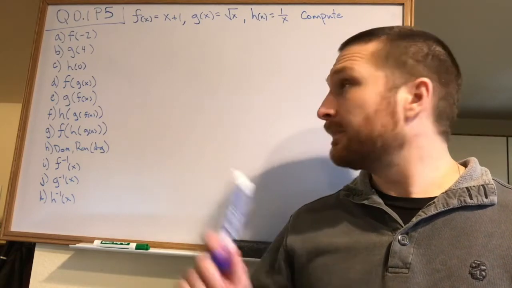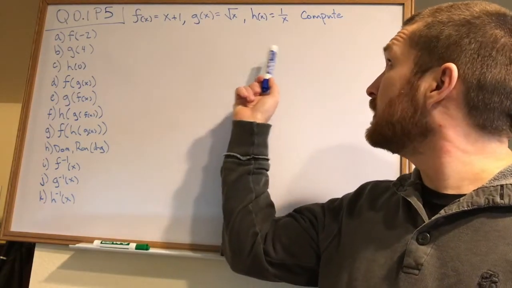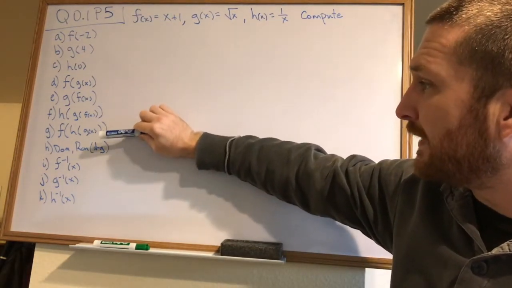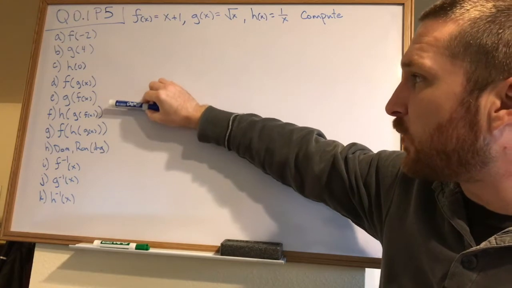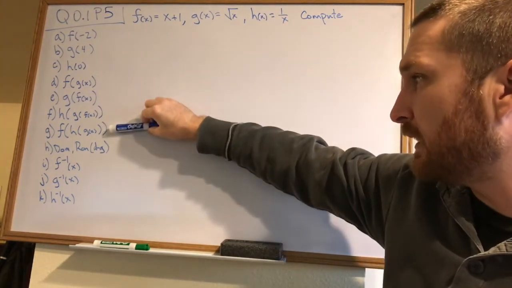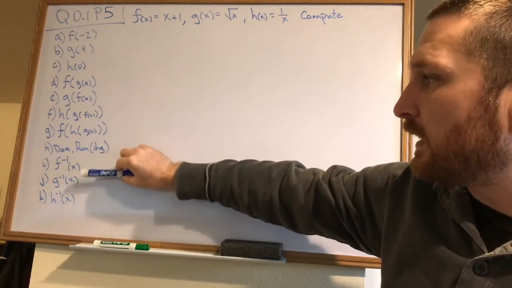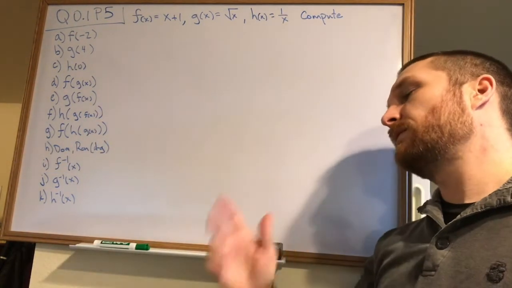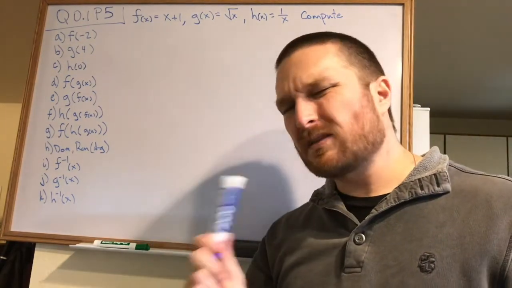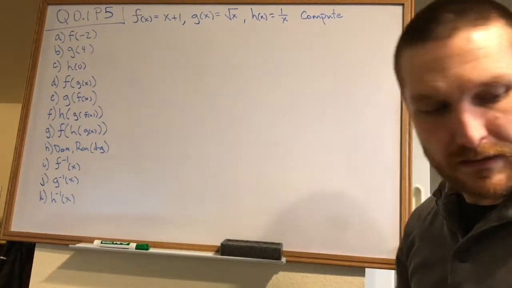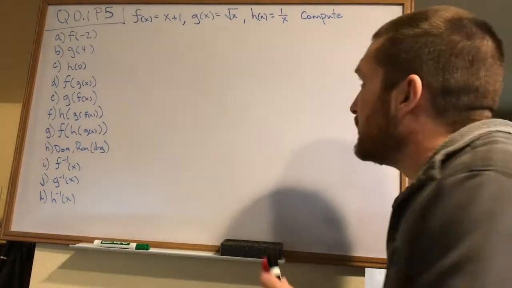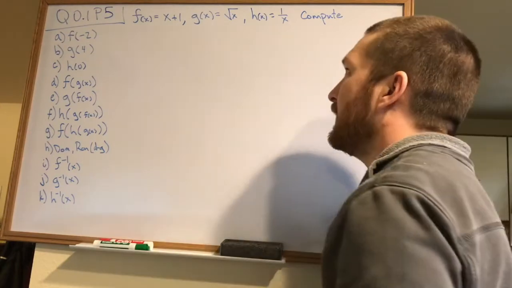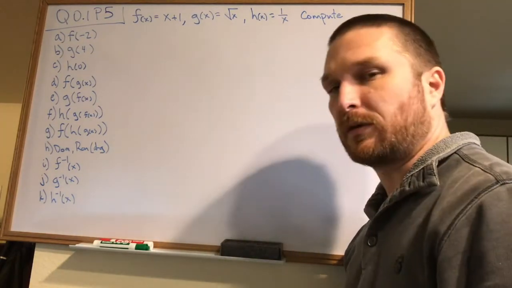Problem 5. I define 3 different functions and tell you to compute these values. Then in part H, I ask you to give the domain and range for D through G. Then we want to find a formula for the inverse function of each. So, all right. First thing to note, and this is kind of a technical detail here, is that when I write the square root of x, I mean the positive square root of x.